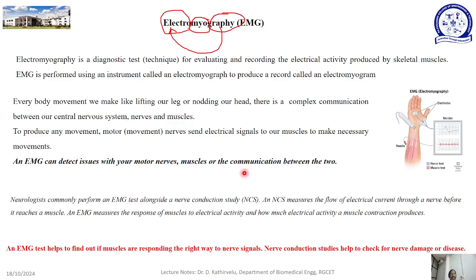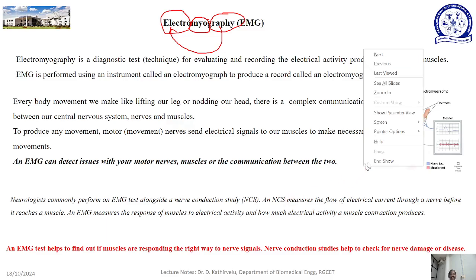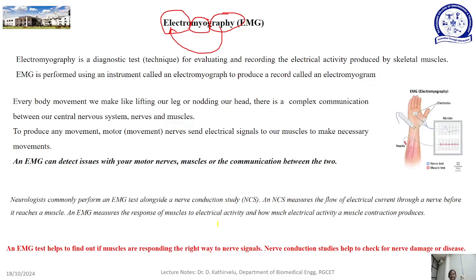Whenever there is an impairment, whenever there is a difficulty in bodily motions, EMG is preferred to identify the underlying cause of that case, whether it is a nerve issue or a muscular issue, muscular damage. Generally, the EMG test is performed in conjunction with another test called the nerve conduction study, which is also called the nerve conduction velocity (NCV) test. So what is this nerve conduction study?